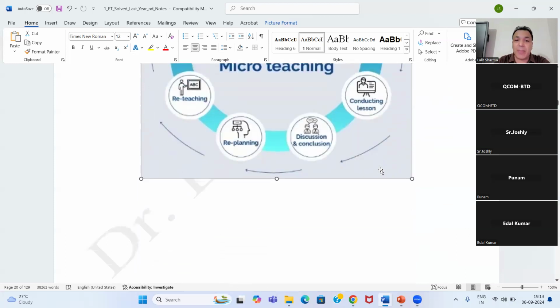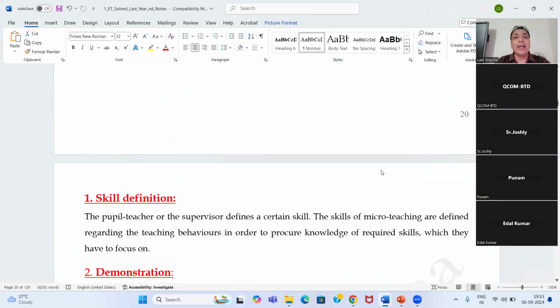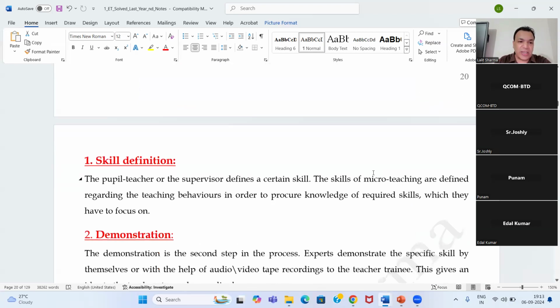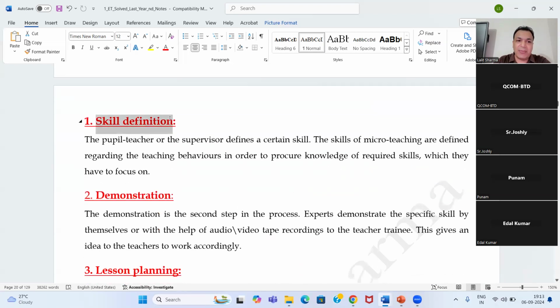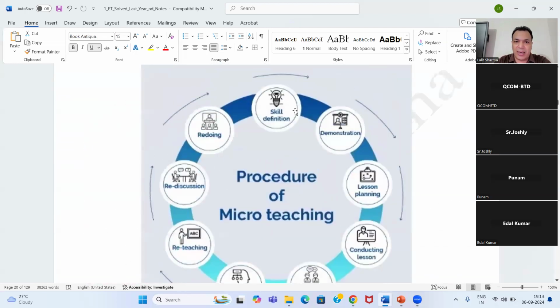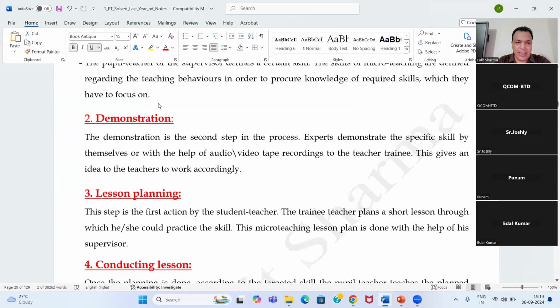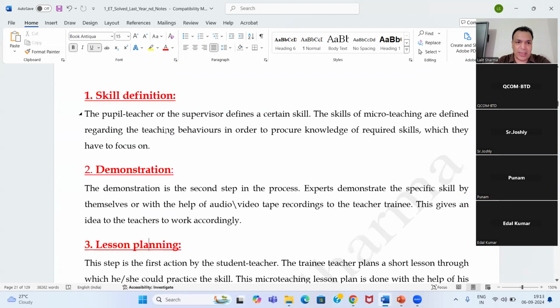Okay, this is the procedure of micro teaching. So all the 8-9 points you have to explain under the procedure of teaching skills. So what is skill definition? Look, first is skill definition, second is demonstration, third is lesson planning. Then after this come skill definition, demonstration, lesson planning.